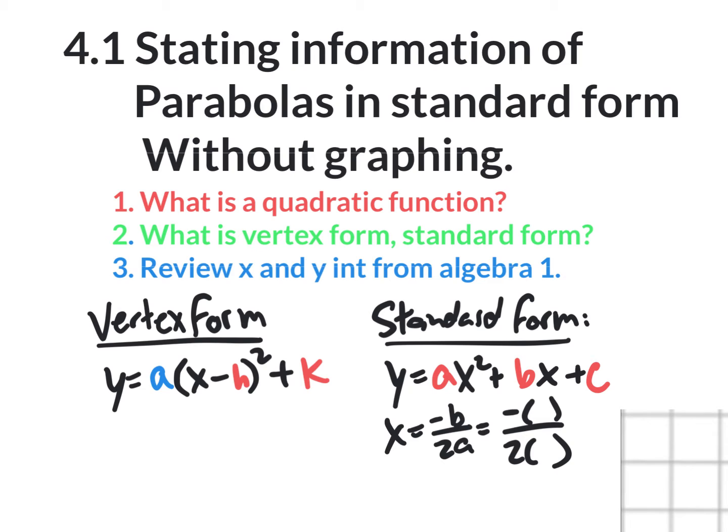But before getting to that, let's ask this third question here, this third topic. Do you remember how to find the x and the y-intercepts from Algebra 1? How do you find the x-intercept? That's right. To find the x-intercept, which is the location of where your graph crosses the x-axis, we must set y equal to 0 and solve. Right? That's how we find the x-intercept.